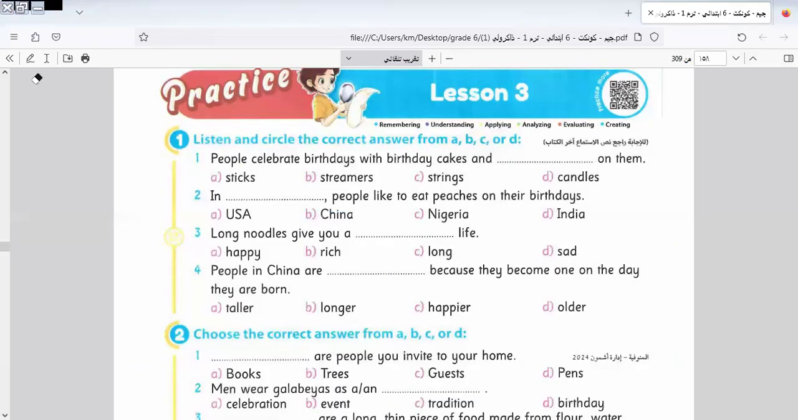Here we have: people celebrate birthdays with birthday cakes and candles on them. People like to eat peaches on their birthdays. I say peaches and noodles in what? In China. Okay. Long noodles give you a long life.